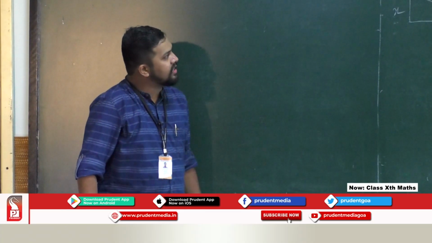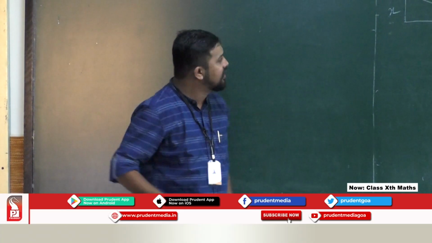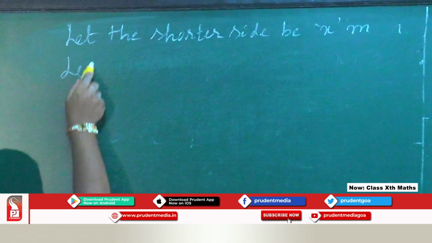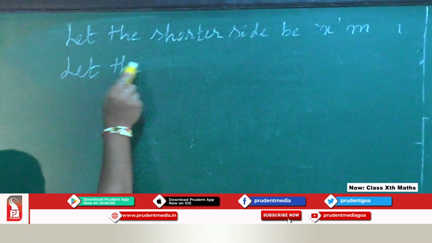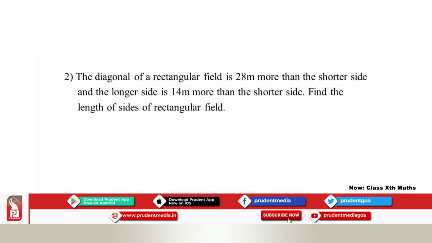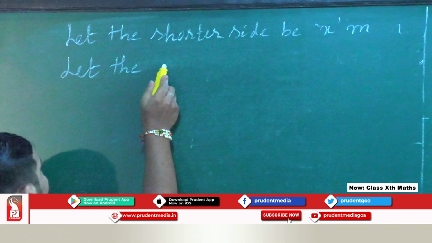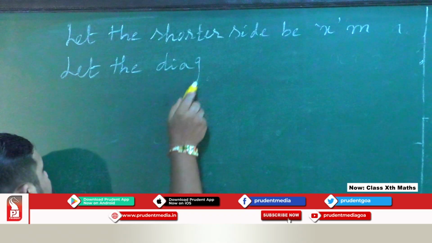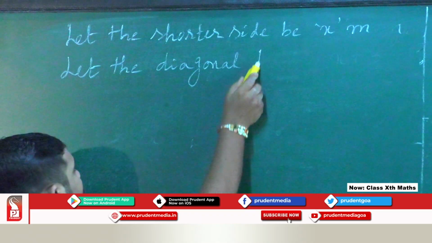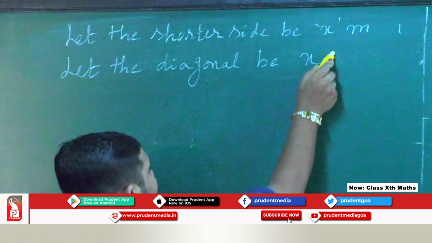Now what I am saying is diagonal. So this is the diagonal. The diagonal is saying 28 meter more than the shorter side. So the diagonal is 28 meter more. More means what sign? Positive. So let the diagonal be x plus 28.